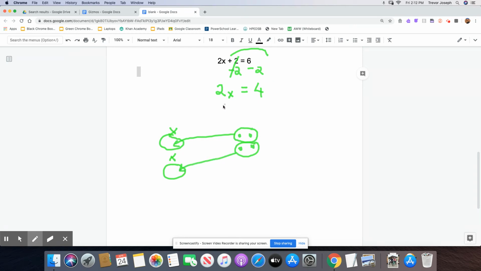So what did I do here? I took the coefficient, which is two x's, and I divided them by 2 to get what 1x would be. We want to know just what one of these would be. And if I do that to this side, I am left with x equals 2, which is the exact same thing we got here. One of these x's equals 2. And that is why I wanted to show you the visual representation.